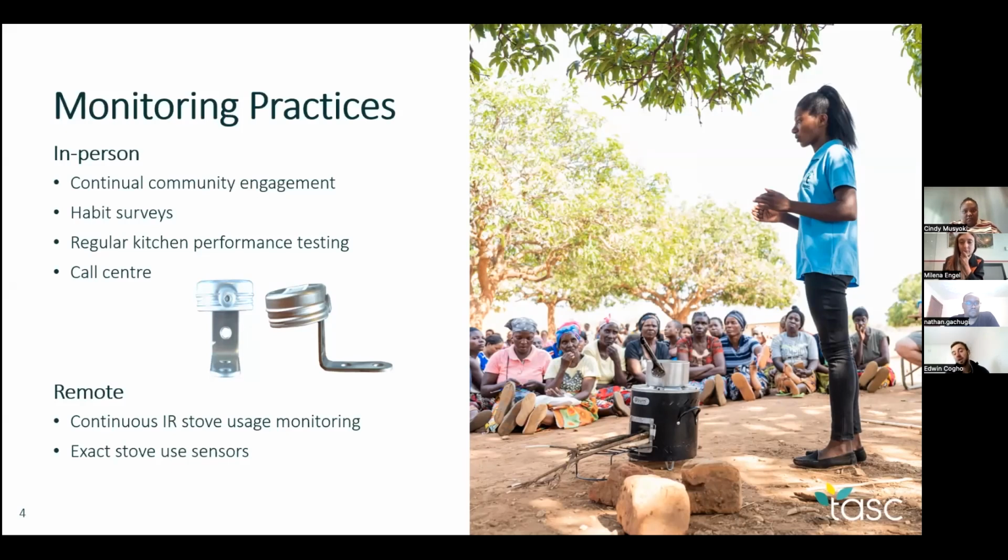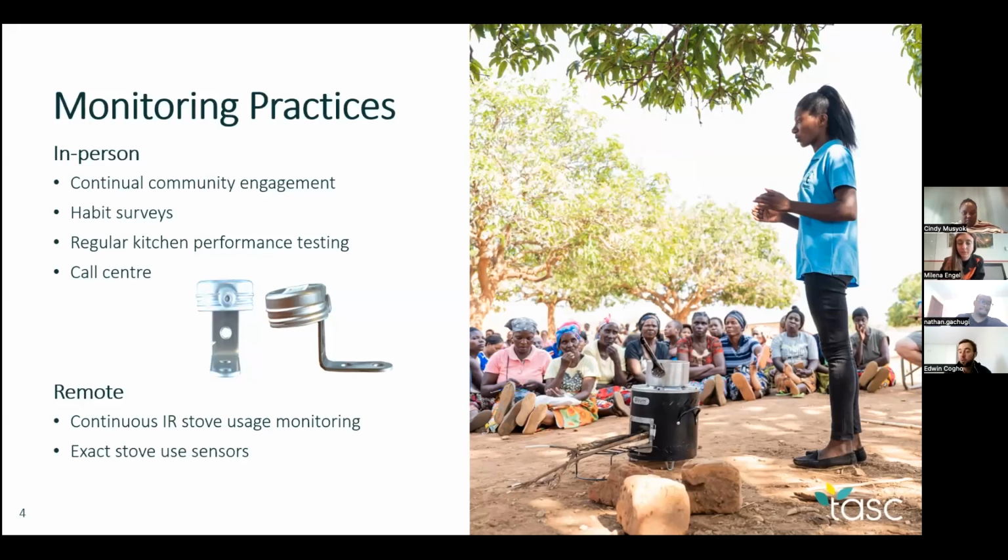Devices get distributed, and thereafter a boots-on-the-ground monitoring campaign kicks off, which consists of community engagement meetings where we gather the community, have cooking demonstrations, and so on, where grievances can be reported, as well as valuable input from the community received. In conjunction with this, we also run continual habit surveys. We have boots-on-the-ground monitoring teams going door to door to the participants or stove recipients, going through more or less a similar habit survey to what is required from a formal monitoring standpoint. We also do regular kitchen performance testing outside of what is required for verification purposes.